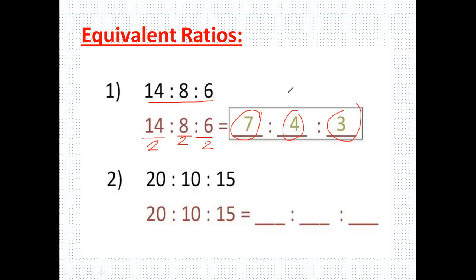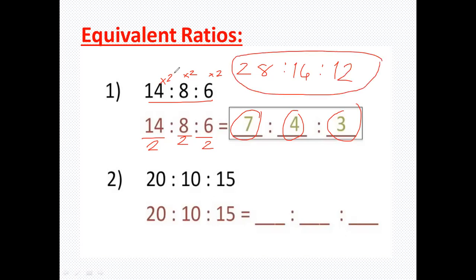Or we can multiply also. For example, we multiply this by 2, by 2, and by 2. So 14 times 2 is 28, then 16, then 12. That means this is also an equivalent ratio to this one. But remember, this is the lowest term of the ratio.